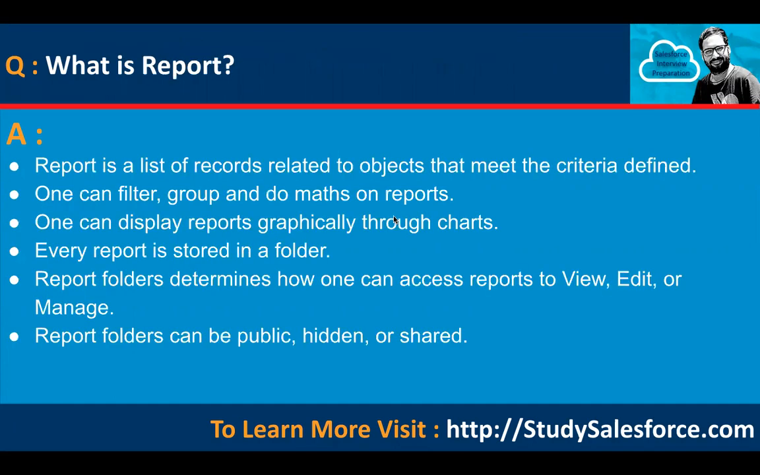What is a report? A report is a list of records related to objects that meet the criteria defined. One can filter, group, or do maps on reports. One can display reports graphically through charts. Every report is stored in a folder. Report folders determine how one can access reports to view, edit, or manage. Report folders can be public, hidden, or shared.